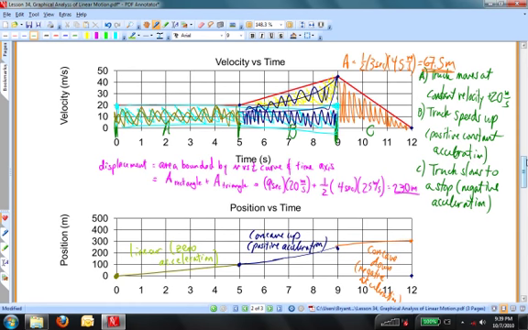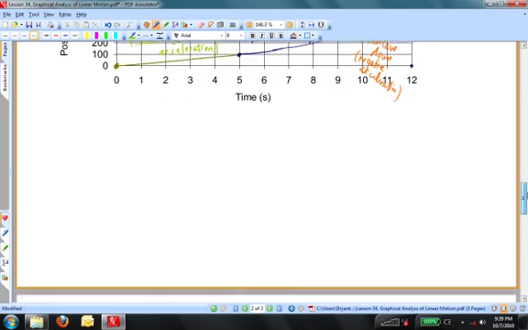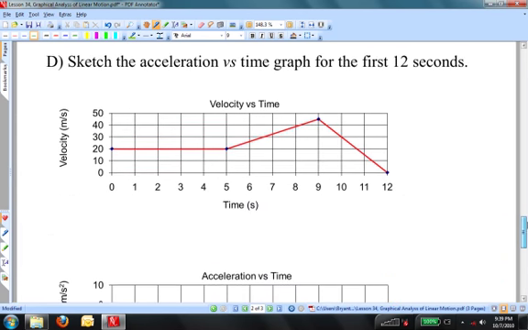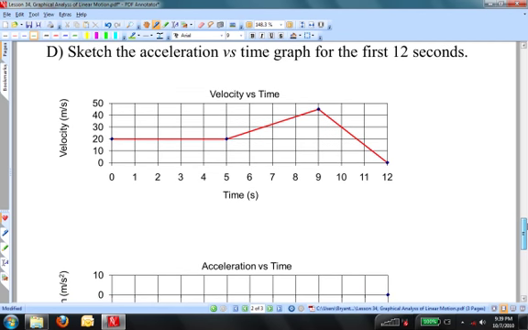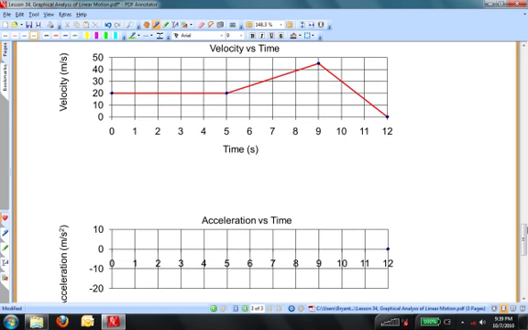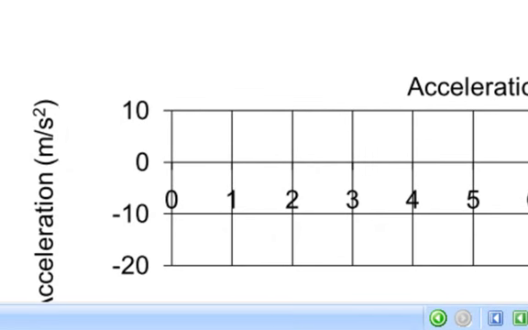All right, now here is the last part. This is a part that I've added. It says sketch the acceleration versus time graph for the first 12 seconds. First of all, let's recognize that I still have 3 segments, between 0 and 5 seconds, between 5 and 9 seconds, and between 9 and 12 seconds. During the first 5 seconds, the acceleration is 0 because there's no change in velocity. And so I'm going to sketch that graph between 0 and 5 seconds on the acceleration versus time graph.